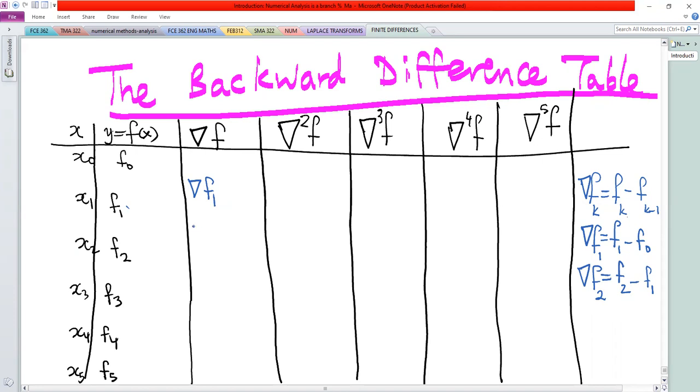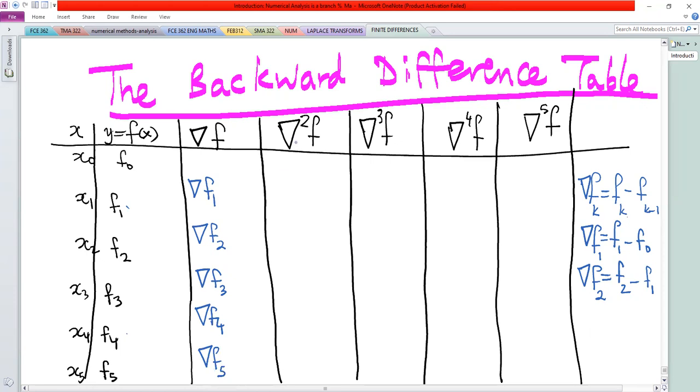So here, this space, you write f3 minus f2, which is backward of f3. f4 minus f3 is backward of f4. f5 minus f4 is backward of f5.